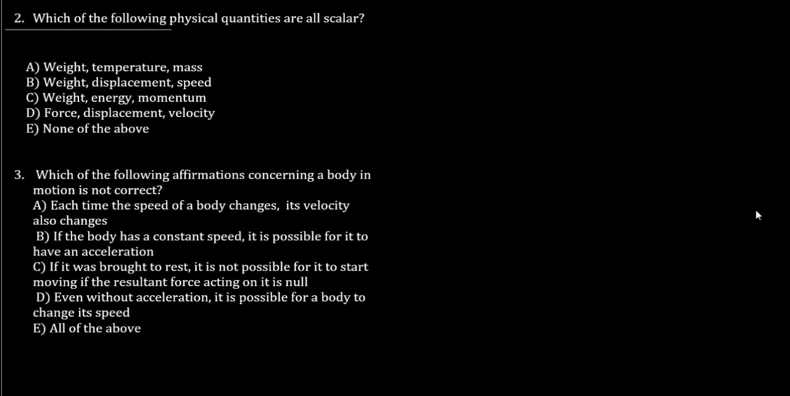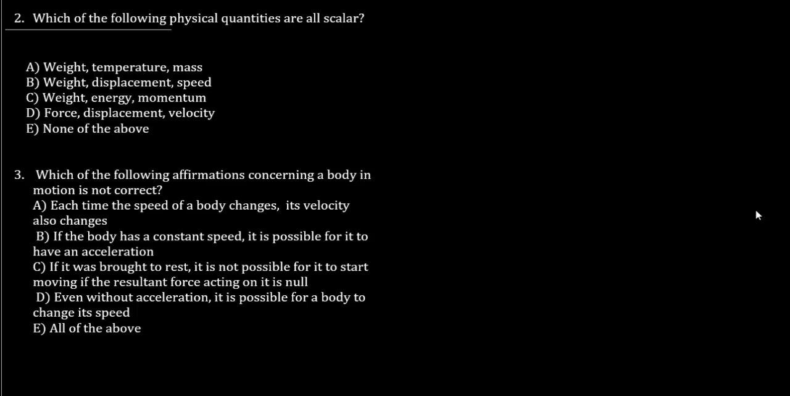Okay, let's go to the second question. So the second question reads, which of the following physical quantities are all scalars? A, weight, temperature, mass; B, weight, displacement, speed; C, weight, energy, momentum; D, force, displacement, velocity; E, none of the above. Now we know that a vector quantity is a quantity which has both magnitude and direction. So mass has only size, it has only size.